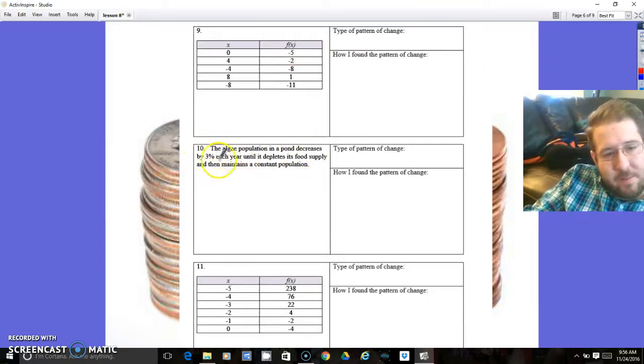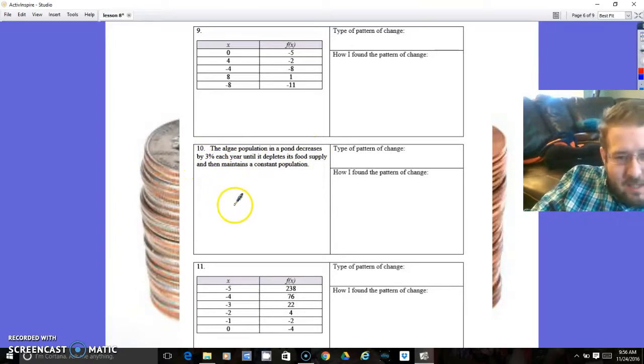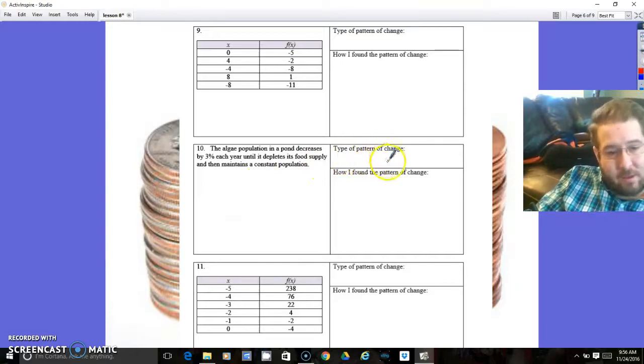Algae pond is decreasing by 3%. So if anything is increasing or decreasing by a percentage, it's always going to be a geometric sequence. So that one is equal factors.